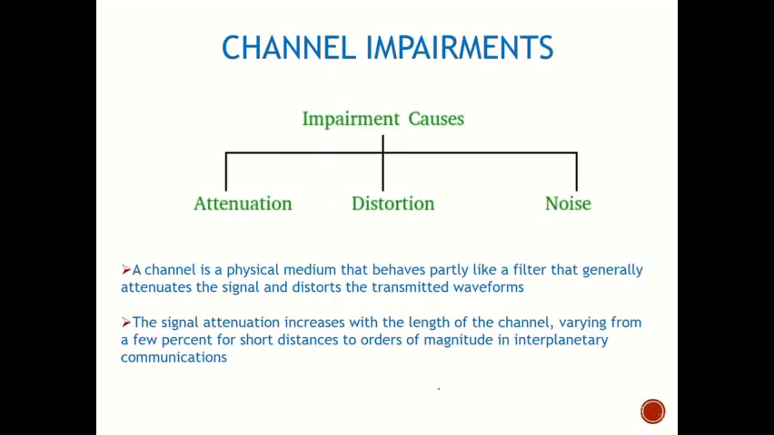Now, what are the types of impairments that the channel can have? Generally there are three major types: attenuation, distortion, and noise. Attenuation, as the name suggests, is just the reduction in power of the signal when it is transmitted over the channel. If the length of the channel is large, the attenuation of the signal would be large. If the length is small, then the attenuation is small. So it's just a simple reduction in power of the signal.